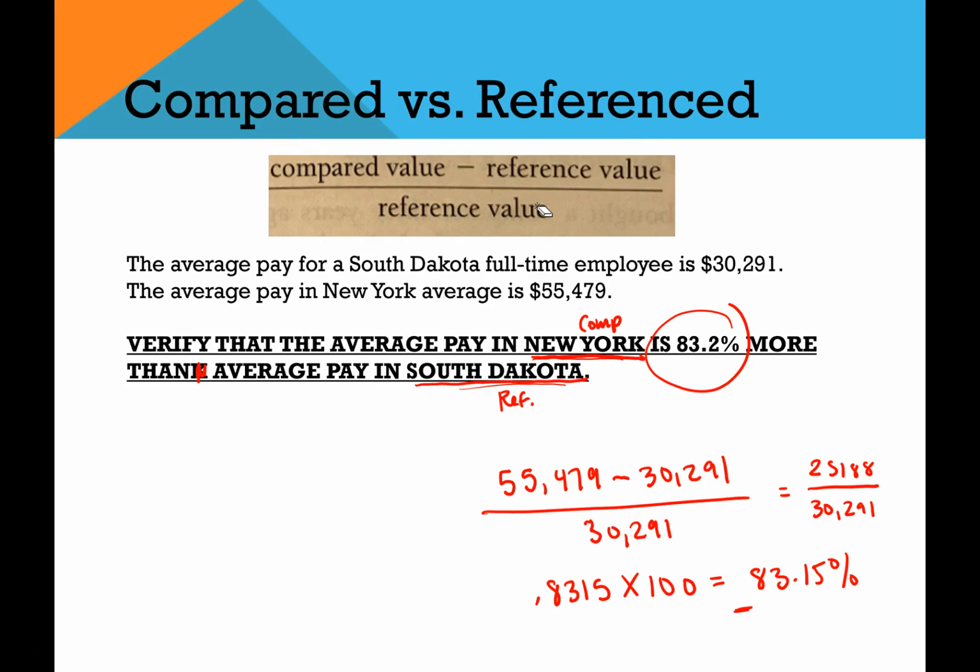And I personally think the best way to do it is to get your answer and verify that it's the right sign. For example, here we got a positive, which is what we want because it's more. But if you like referencing this as the reference and saying that this is the compared and then using the formula, that's fine as well.